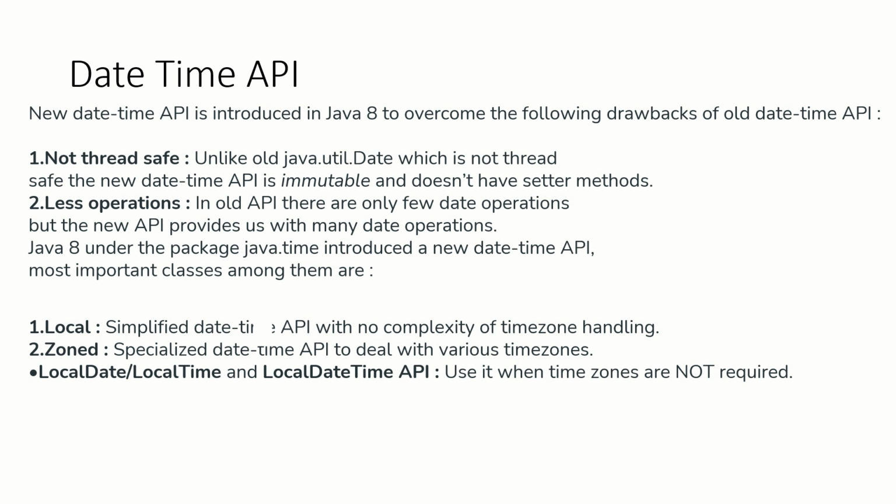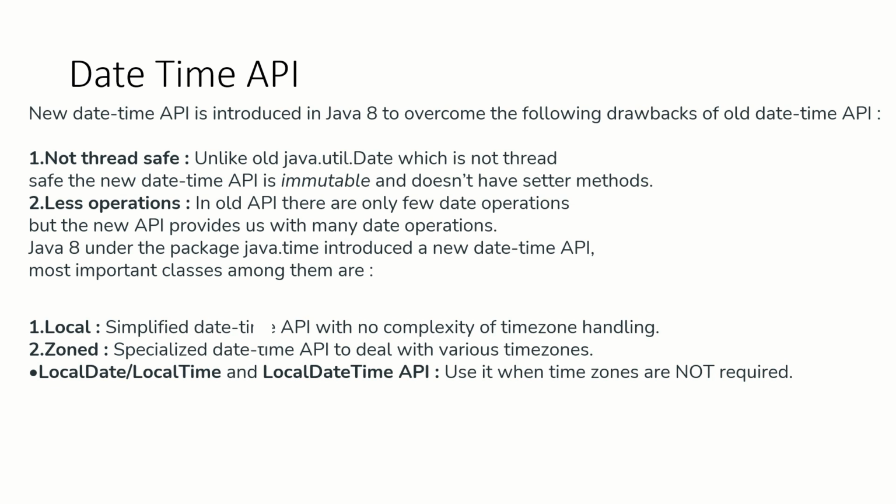The most important classes among them are LocalDate, which gives us a simplified datetime API without the complexity of time zone handling. The second class is ZonedDateTime, a specialized datetime API to deal with various time zones. So this Zoned class helps us in providing these specialized time zones. Similarly, we have the LocalTime and LocalDateTime APIs. These are the new features introduced in the new Java datetime API, and we'll discuss all those things in a separate video in a well-defined way.